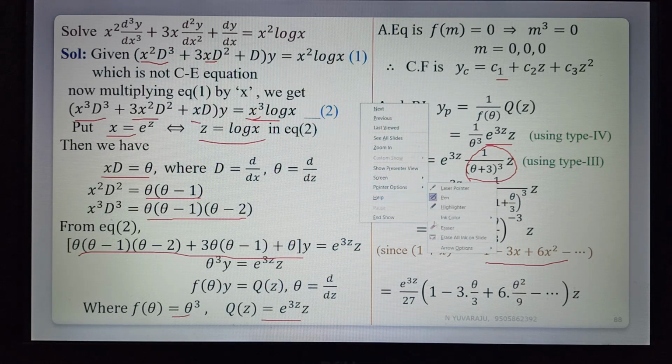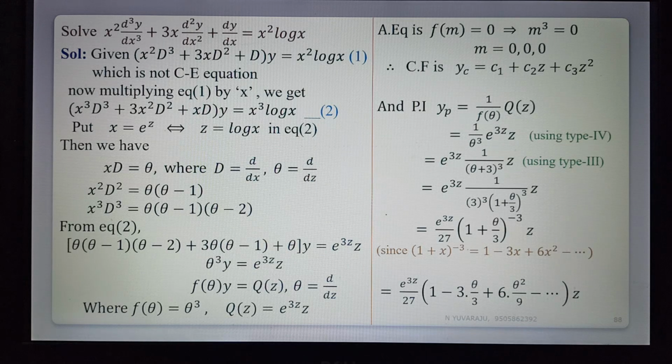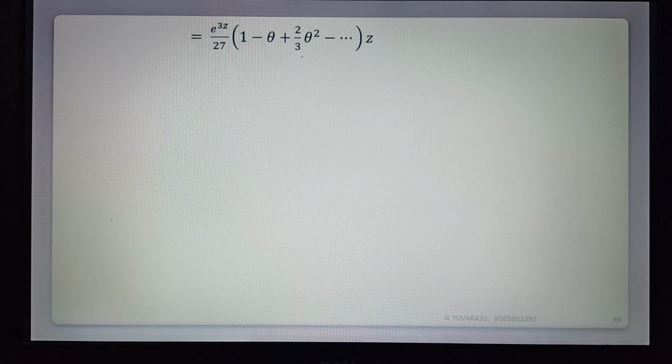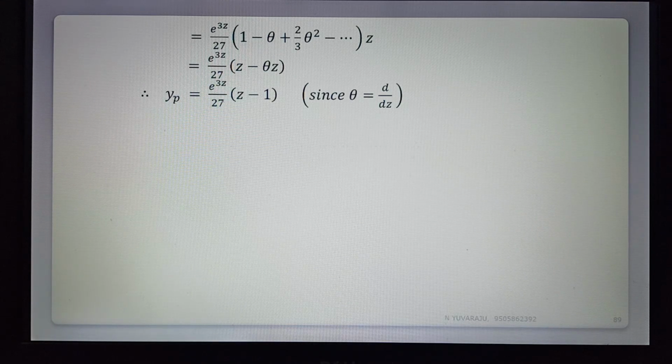So that is equal to e power 3z by 27 into 1 minus theta plus 2 by 3 theta square minus, and so on, into z. Simplification: multiply with z, z minus theta z. So that is equal to e power 3z by 27 into z minus theta z, where theta is equal to d by dz. Derivative of z is 1. So this is yp, and therefore the general solution is yc plus yp.